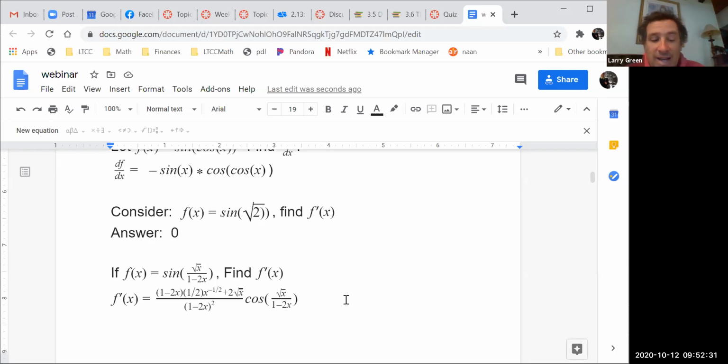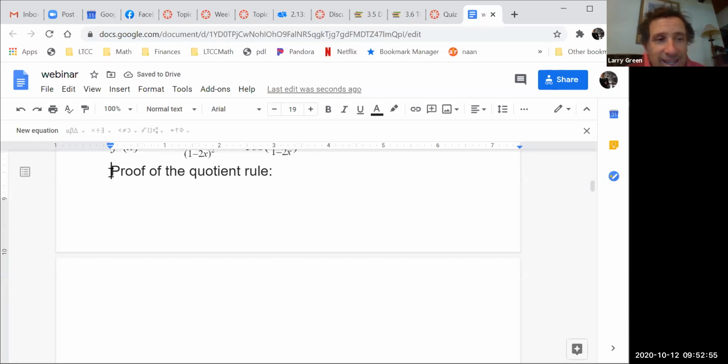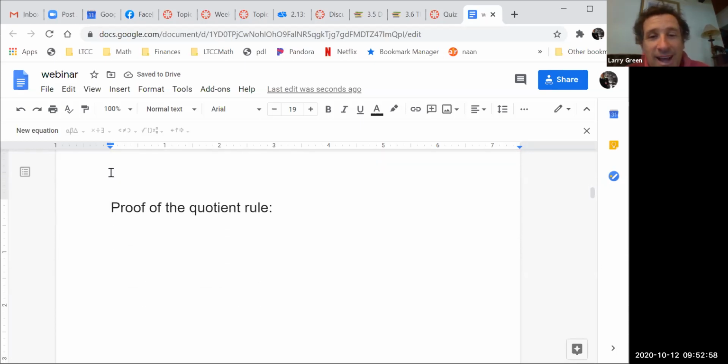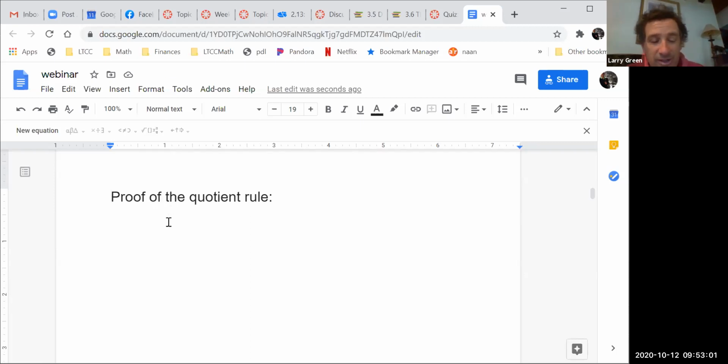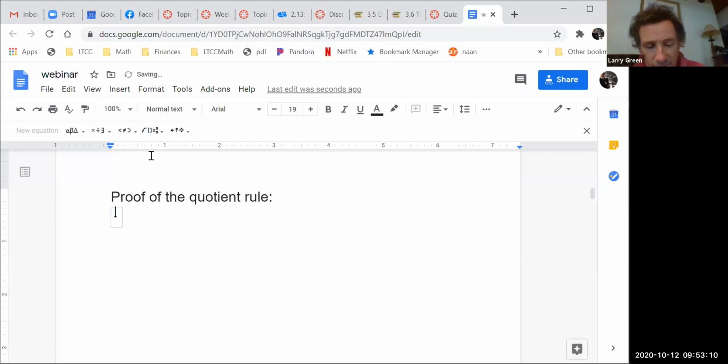So if you remember, I never proved the quotient rule. And the reason I didn't is because it's a whole lot easier to prove the quotient rule after you have the chain rule. So proof of the quotient rule. And the nice thing is I don't need to use a limit definition because I have a chain rule now and the product rule. So what we have is we want to take the derivative of f of x over g of x.